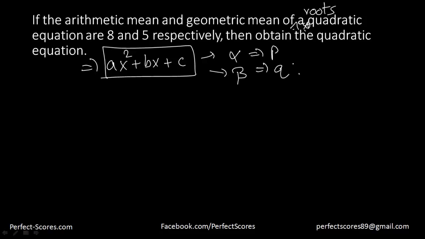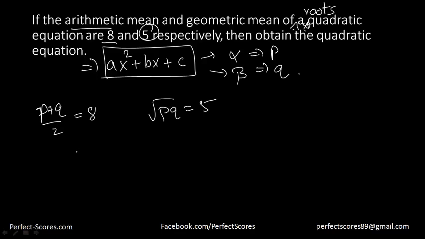So the arithmetic mean is 8. That means p plus q by 2 is 8. And the geometric mean is 5. That means under root p into q is equal to 5. So I've just gotten two equations. P plus q is equal to 16 and p into q is equal to 25.